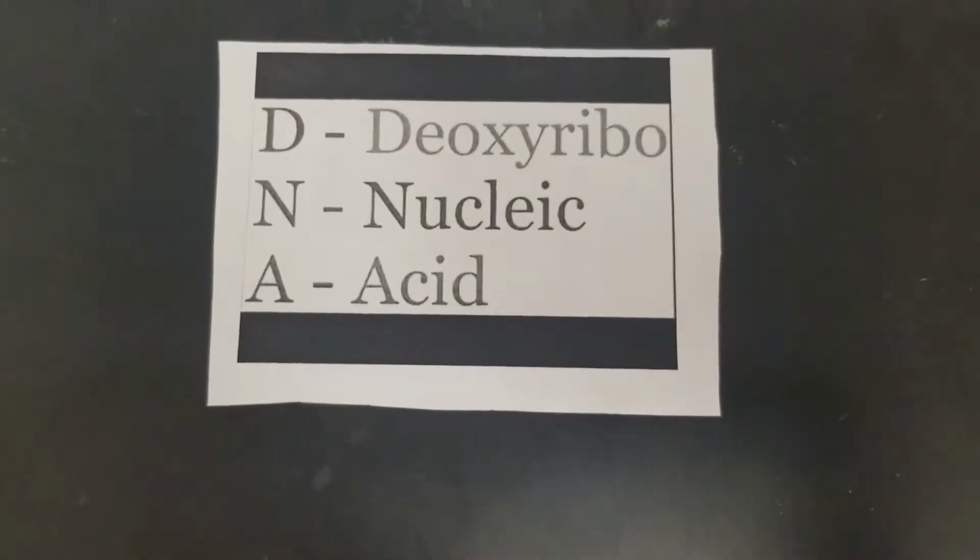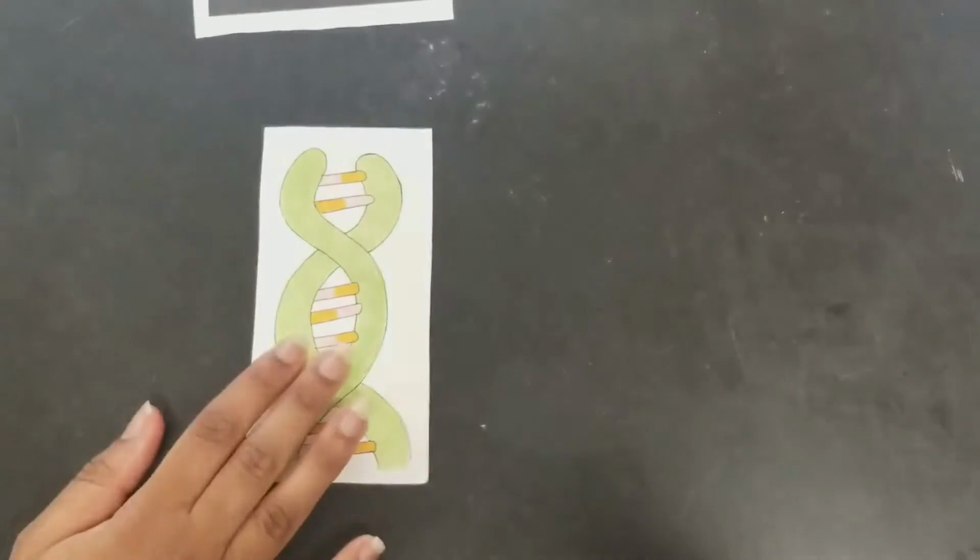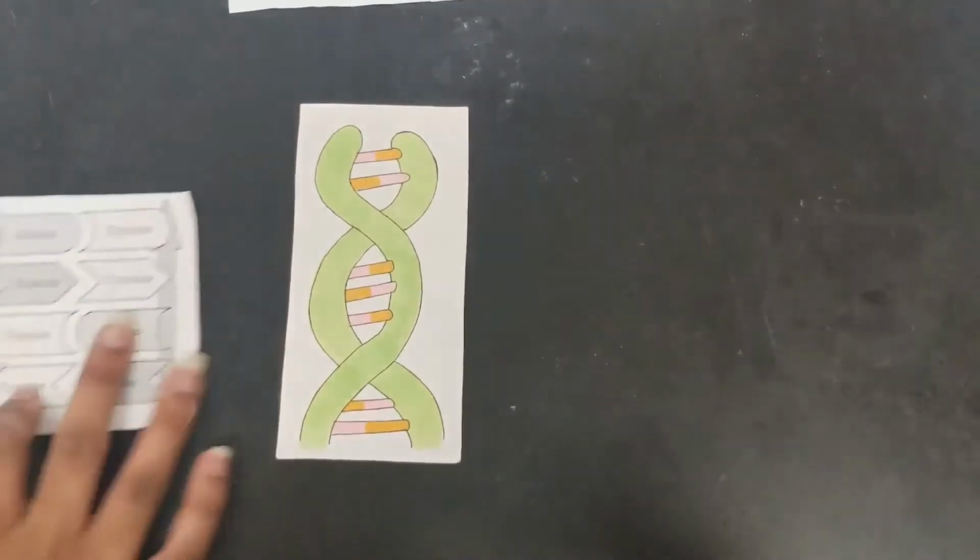What does DNA stand for? Deoxyribonucleic acid. What is DNA? DNA is a very large molecule made up of smaller units. These smaller units are called nucleotides.